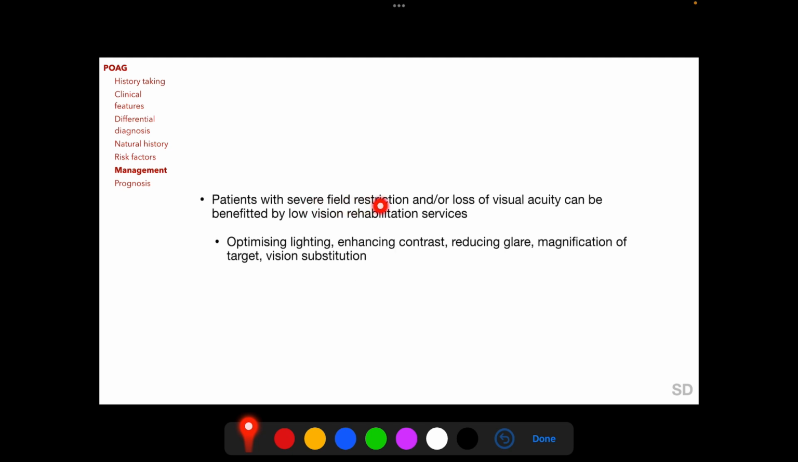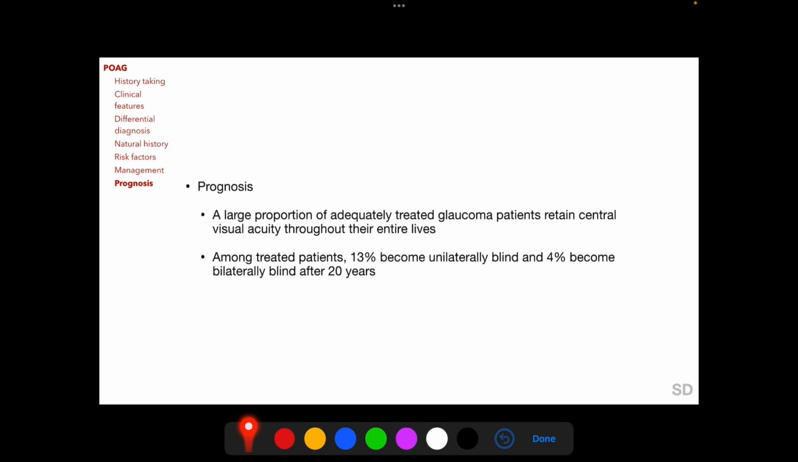Patients with severe visual field restriction and or loss of visual acuity can benefit from low vision rehabilitation services, and these include optimizing lighting, enhancing contrast, reducing glare, magnification of target, and vision substitution. Fortunately, a large proportion of adequately treated glaucoma patients retain central visual acuity throughout their entire lives. One study has found that among treated patients, 13% become unilaterally blind and 4% become bilaterally blind after 20 years of treatment.